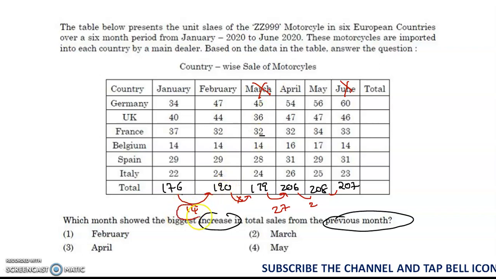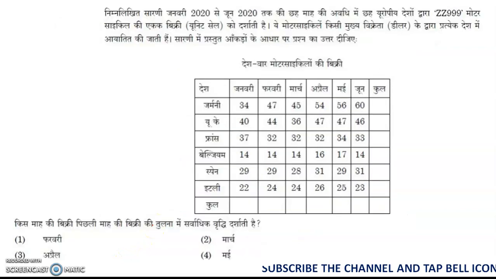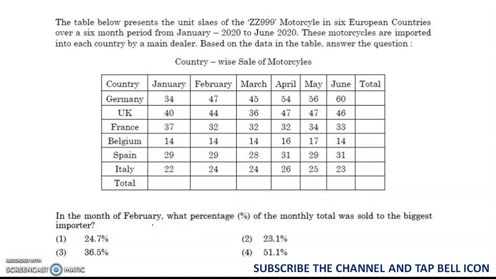Now 14, 27 and 2, which one is the biggest? 27. That means the April month can be taken as the biggest increase in total sales compared with the previous month. So here we can take option 3 as the correct answer. Got it? And if you want to solve this one in Hindi, the Hindi slide is also there. May check, guys. So pause the video and then solve the question. Next, coming to the next question.